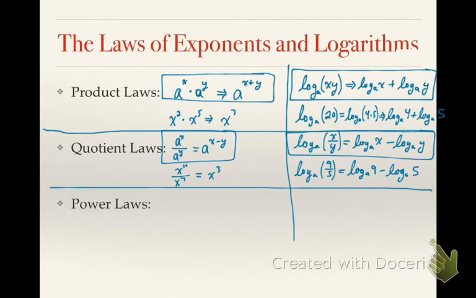The last law is the power law. That is when you raise an exponential expression to another power. So a power to a power. And what happens there is we multiply the exponents. So it becomes x times y. So for instance, if I had x squared raised to the 5th, that would be x to the 10th.